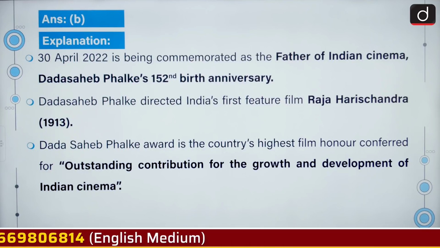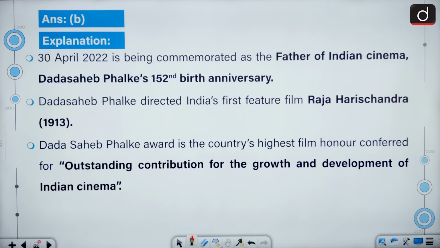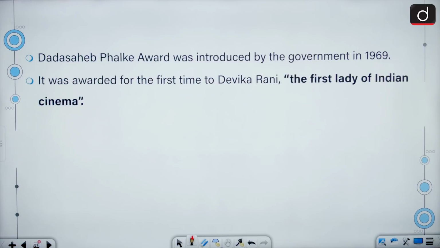Dada Saheb Phalke directed India's first feature film, Raja Harishchandra. Dada Saheb Phalke Award is the country's highest film honor, conferred for outstanding contribution to the growth and development of Indian cinema. It was introduced by the government in 1969. It was awarded for the first time to Devika Rani, the first lady of Indian cinema.